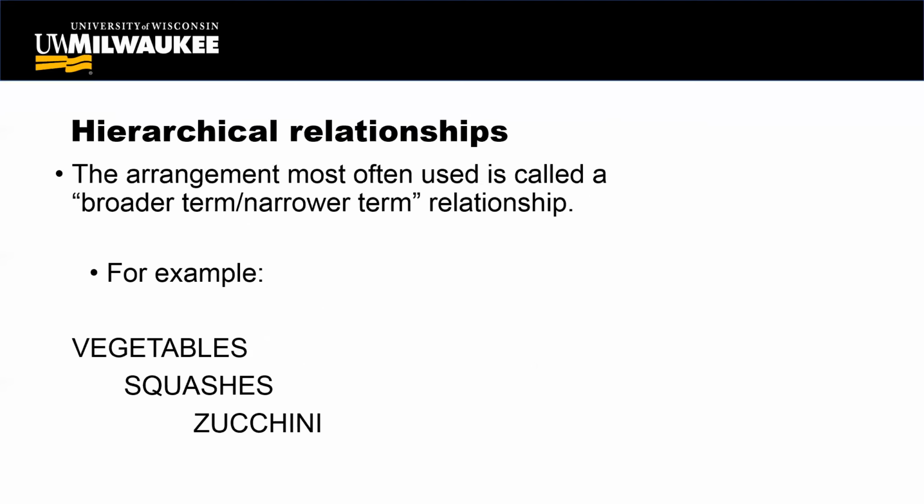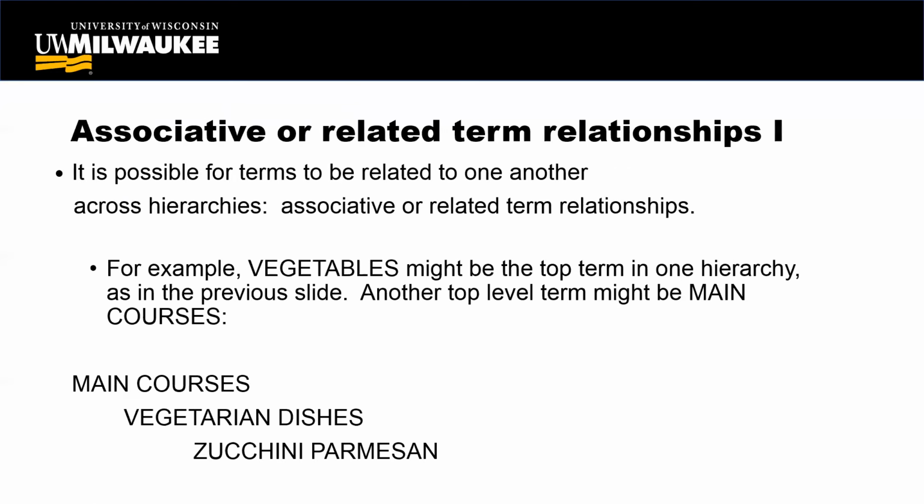For hierarchical relationships, you have vegetables as a broad term, and then squash, then zucchini. So zucchini is one type of squash. Squash is one type of vegetable. So that's from broad to narrow terms. And there are also associated and related term relationships. So you can see how the terms in this hierarchy are related to each other.